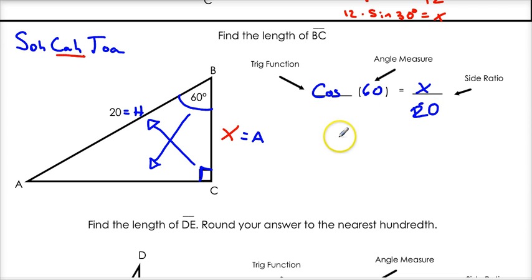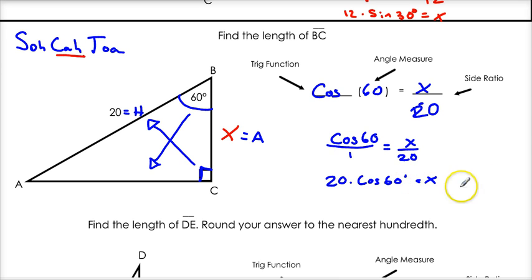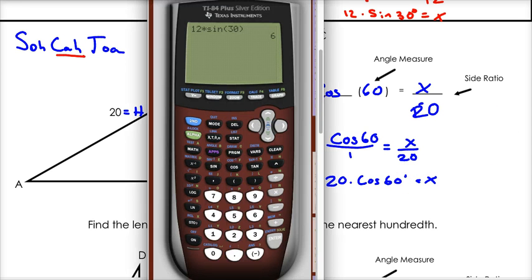Remember what I said about solving it? The cosine of 60 over 1 is equal to x over 20, and you're going to cross multiply. So we get 20 times the cosine of 60 degrees is equal to 1x, and we don't have to put the 1 there. We take out our trusty calculator.